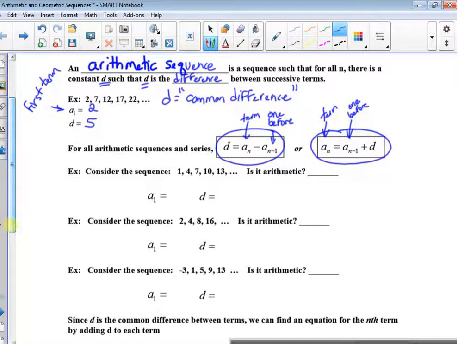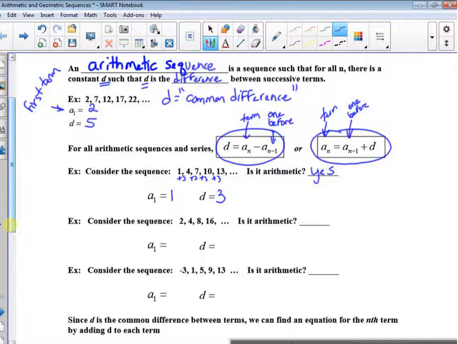Next, consider the sequence 1, 4, 7, 10, 13. Is it arithmetic? It has to be arithmetic if you have a common difference. It has to be the same between each term. So if I add 3, add 3, add 3, add 3, yep, it's going to be the same common difference, so it is arithmetic. The first term is 1, and that common difference is 3.